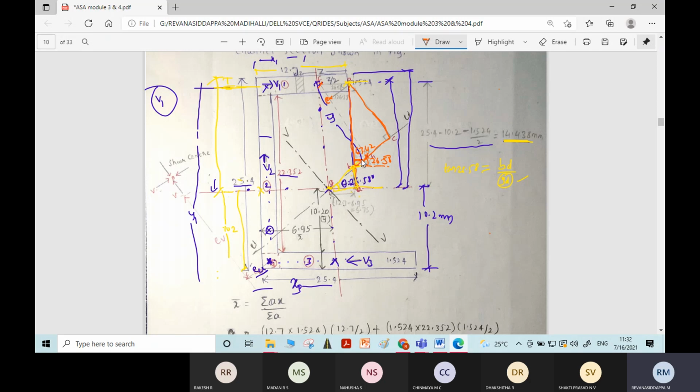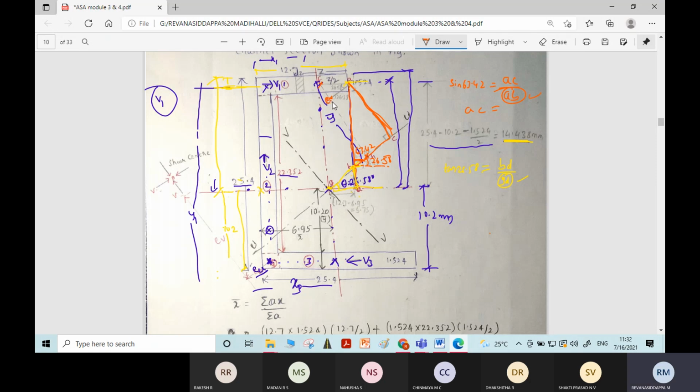If you apply the sine function in this angle ABC, sine 63.42 is equal to opposite by hypotenuse. AC is opposite, hypotenuse is AB. AB length we have just now calculated, I have told how to calculate AB. By this you will get the AC length.